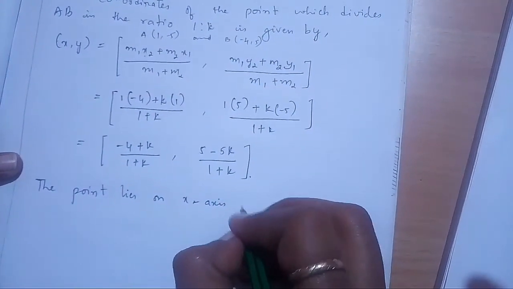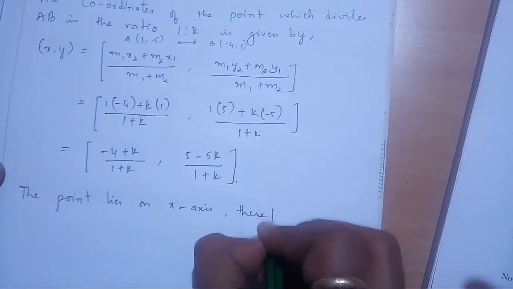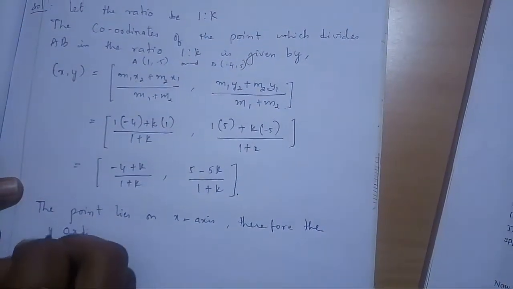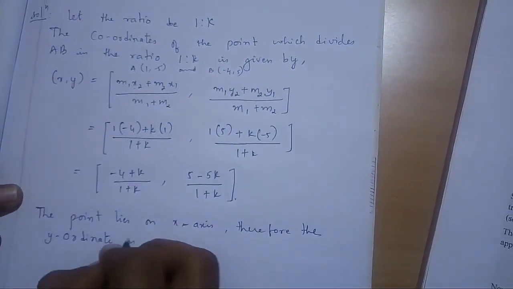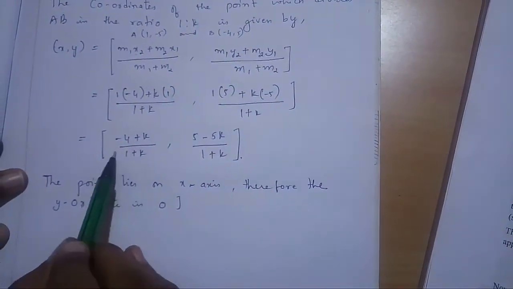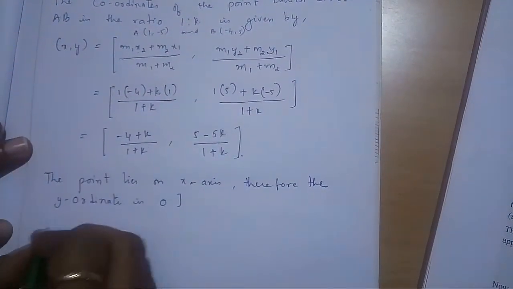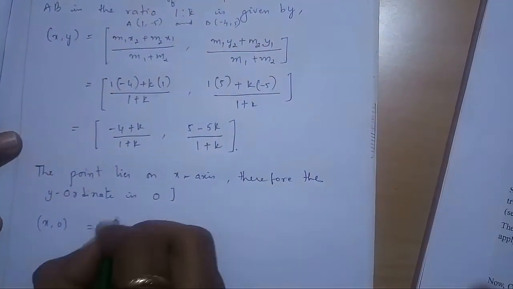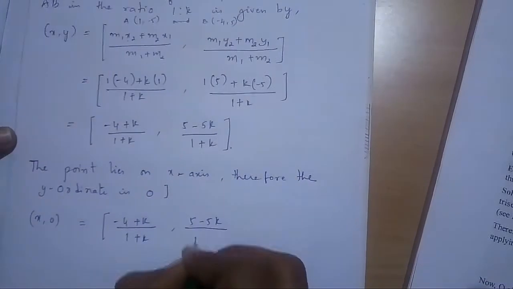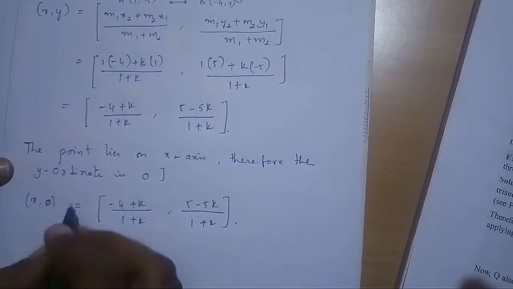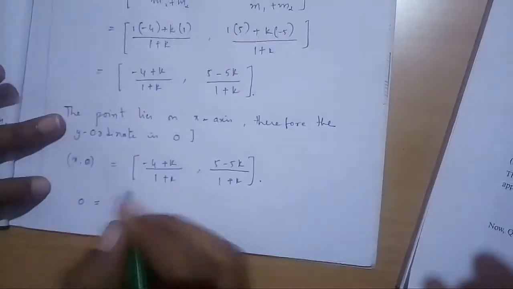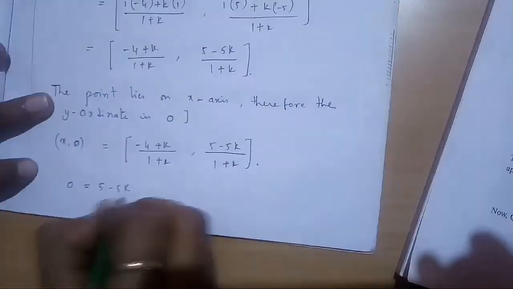Therefore, the ordinate, this y ordinate, is 0. So this is the y point and this is the x point. Since it is in this form, we can take this as (x, 0), which is equal to (-4 + k) divided by (1 + k), comma, (5 - 5k) divided by (1 + k). This 0 will be equal to this point. Just find the one point here, 1 plus k.